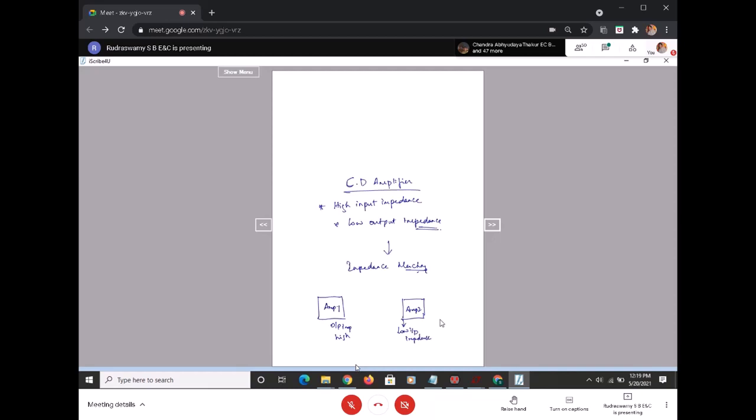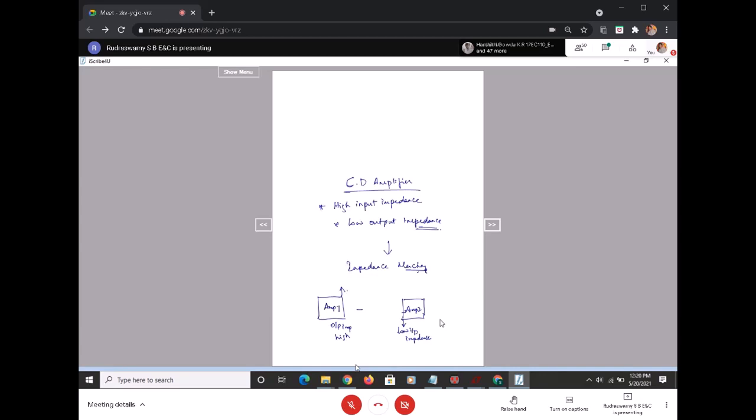Yes, this one has high output impedance, and the second one has low input impedance. Now, I want the output of this to be connected to the input of this. Will it hold good? Can I do that? No, sir. What is the problem if I try to map the high output impedance of one with the low input impedance of the other? What will happen now?